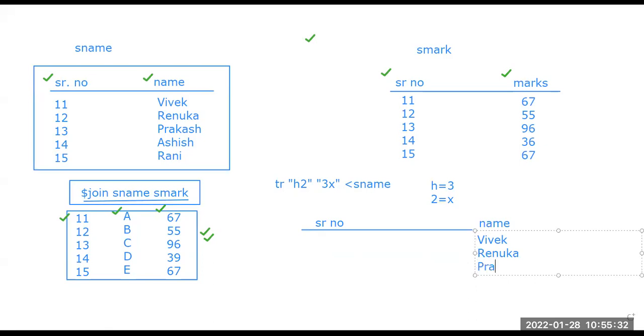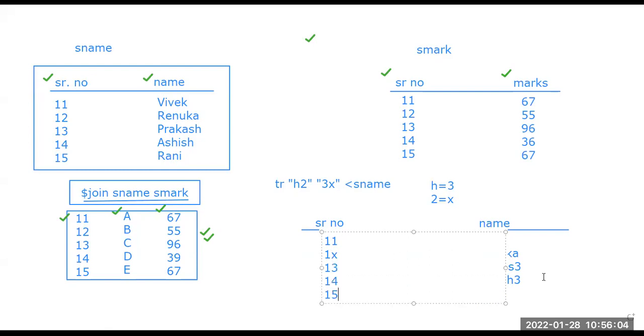Then Prakash. Prakash has an H, so this H will be replaced by 3. Next, Ashish. Again, this H will be replaced by 3. And lastly, this H will be replaced by 3. So this is for Ashish. And for Rani, there is no change. Now, whenever it's 2, that will be replaced by X. So the first one is 11, no change. The second one is 12, so the 2 will be changed by X, then 13, 14, 15, no changes.